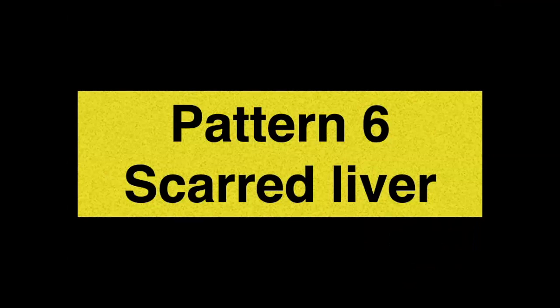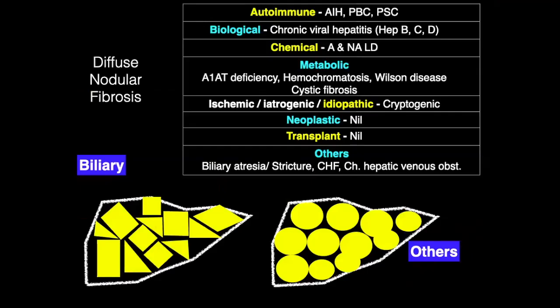Now we are moving to the scarred liver, which is pattern 6. What do you mean by scarred liver? It is cirrhosis, a diffuse nodular fibrosis. The cirrhosis has to be differentiated into either biliary type or non-biliary type. When you look at low power, biliary cirrhosis will have a zigzag pattern, where all the nodules try to compensate each other's shape, whereas in non-biliary cirrhosis, they are more rounded. This is very, very important to differentiate biliary from non-biliary cirrhosis.